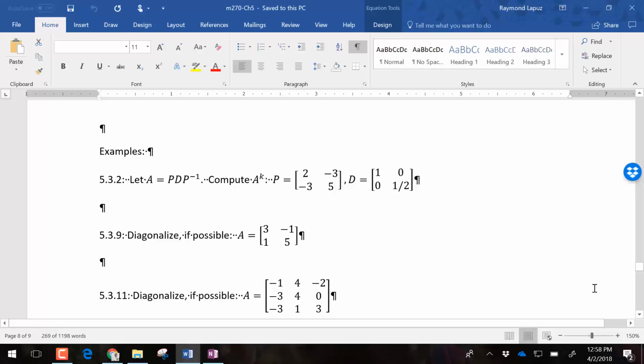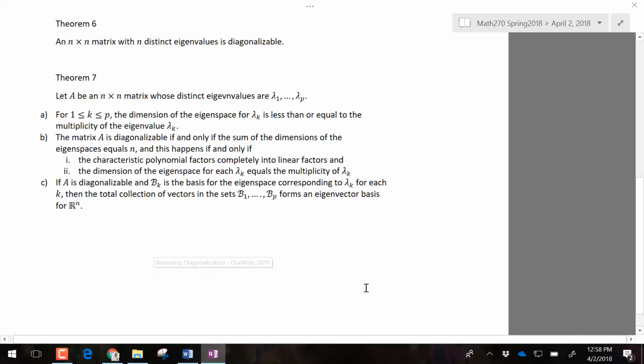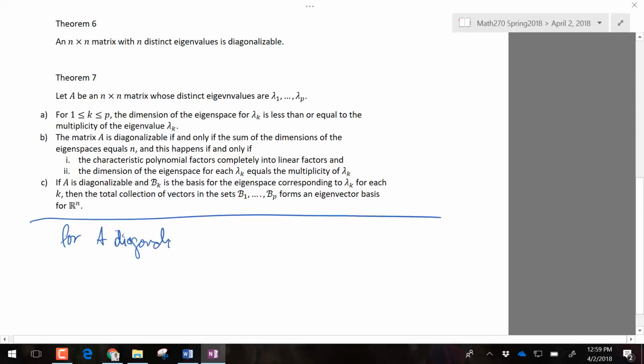Oh, one more thing about being diagonalizable. Let's go back to here. An important feature of a diagonalizable matrix: if you have a diagonalizable matrix, then that means we should be able to write A is equal to P D P inverse, where D is some diagonal matrix and P is some invertible matrix.